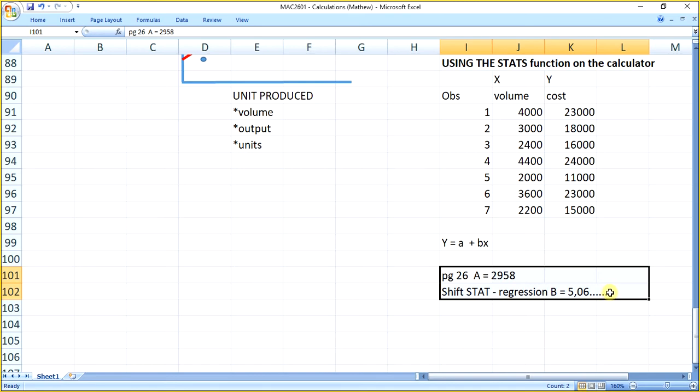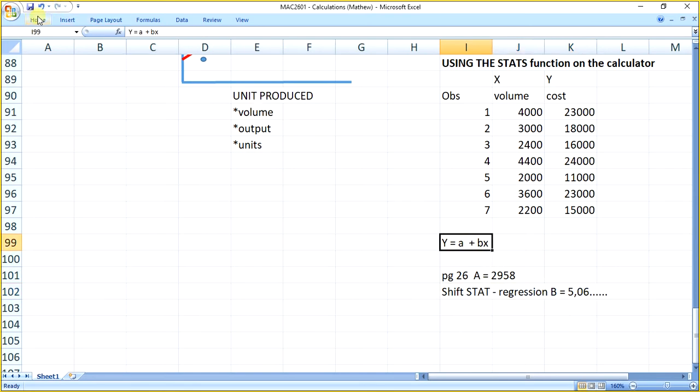But now, do you agree? You've got A, you've got B. Do you agree? Yes. Okay, so what can you do now? You can just rewrite that formula in the correct format. Does that make sense? Yes. So it would be y is equal to 2958 plus 5.06x. Yes, it's plus. Happy with that section? Yes. All right, and that's section 2.